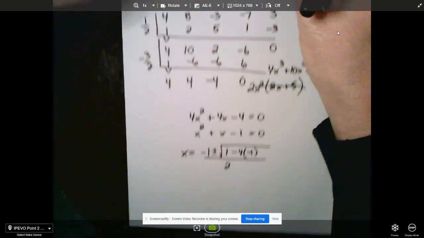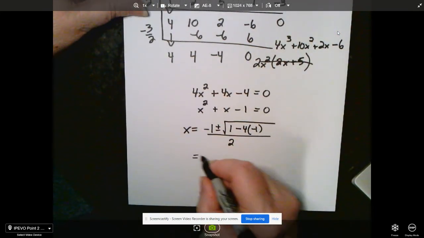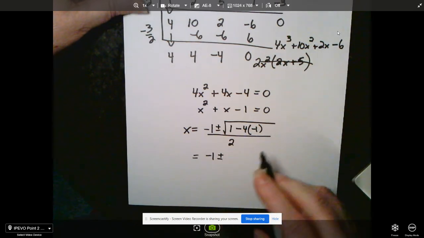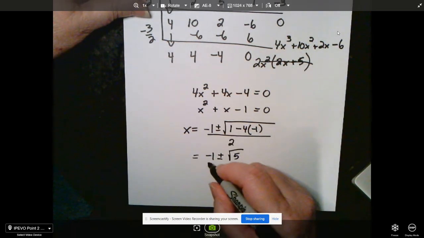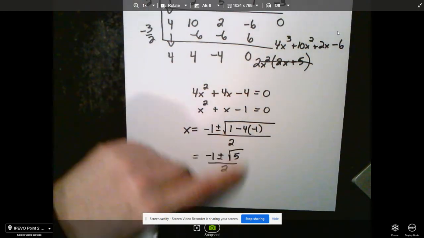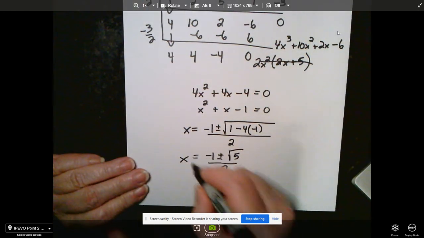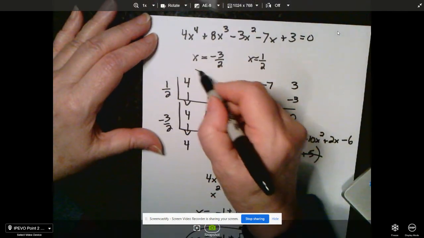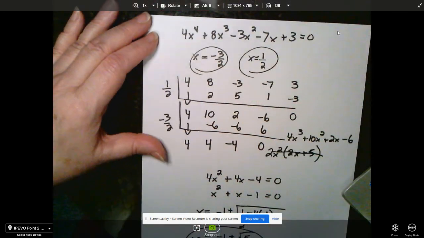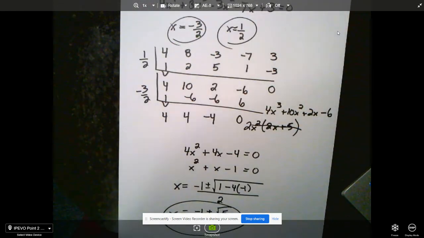Let me move this camera down a little bit. And so this is going to be -1 plus or minus the square root of 1 plus 4, so the square root of 5, all over 2. I can't simplify that any more. So here I have 2 answers, 3 answers, 4 answers. Hope that helps.